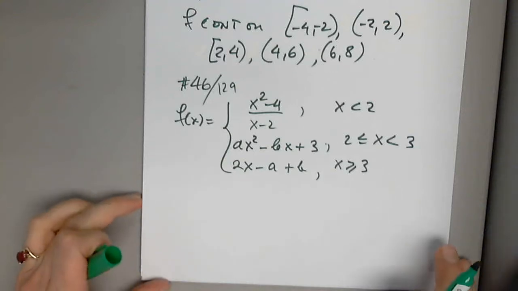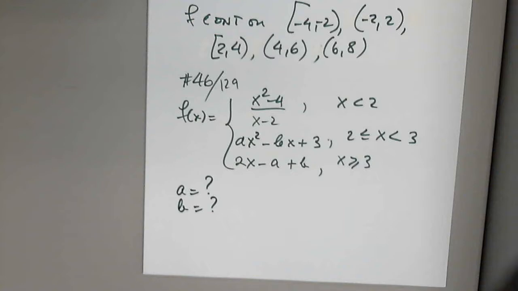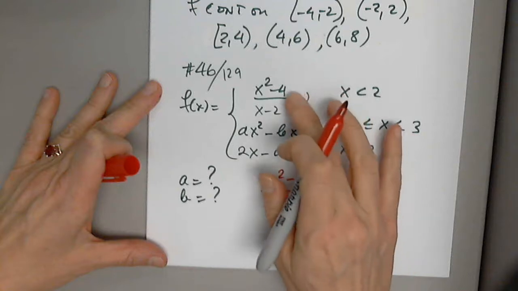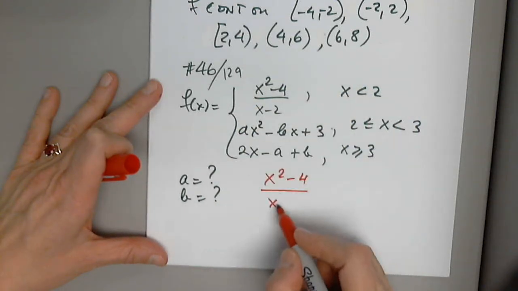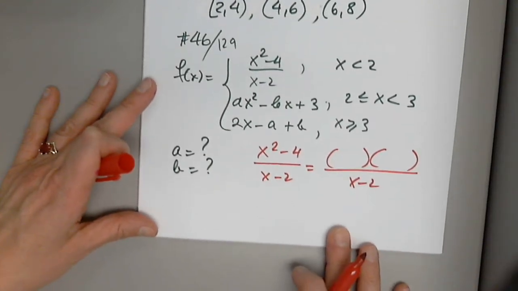So how many variables do we have? Good. So there are two variables in this problem, a and b, appearing in each of the last two pieces. So I want to make this function continuous everywhere. First, let's analyze x squared minus 4 over x minus 2. What will you say about that? Exactly. We are discussing just this piece for a moment. And yes, we will factor the top. How do we factor the top?